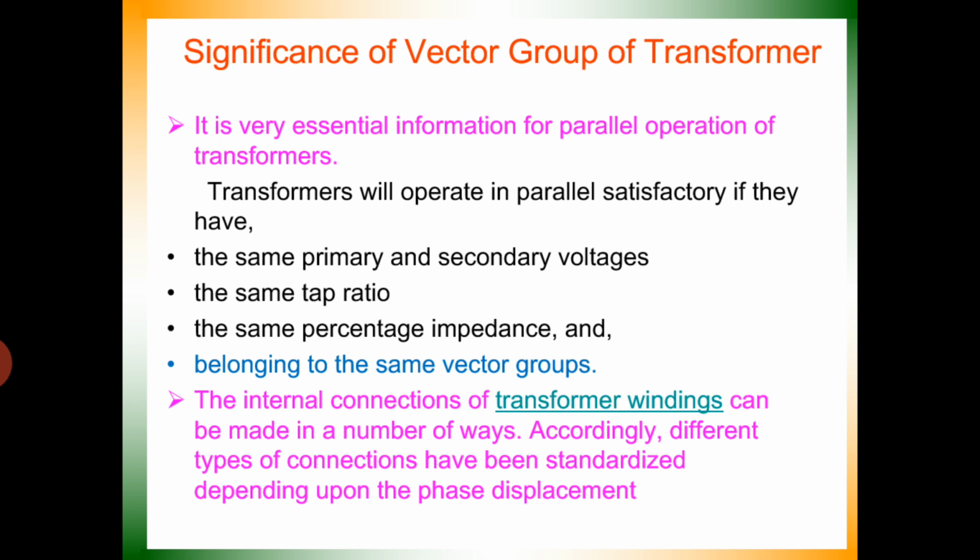The second significance: the internal connection of transformer windings can be made in a number of ways. Accordingly, different types of connection have been standardized depending upon their phase displacement. Obviously, with the help of this standard notation, we can easily identify their vector group. We can easily identify the low voltage and high voltage winding, and the phase displacement between low voltage and high voltage winding.